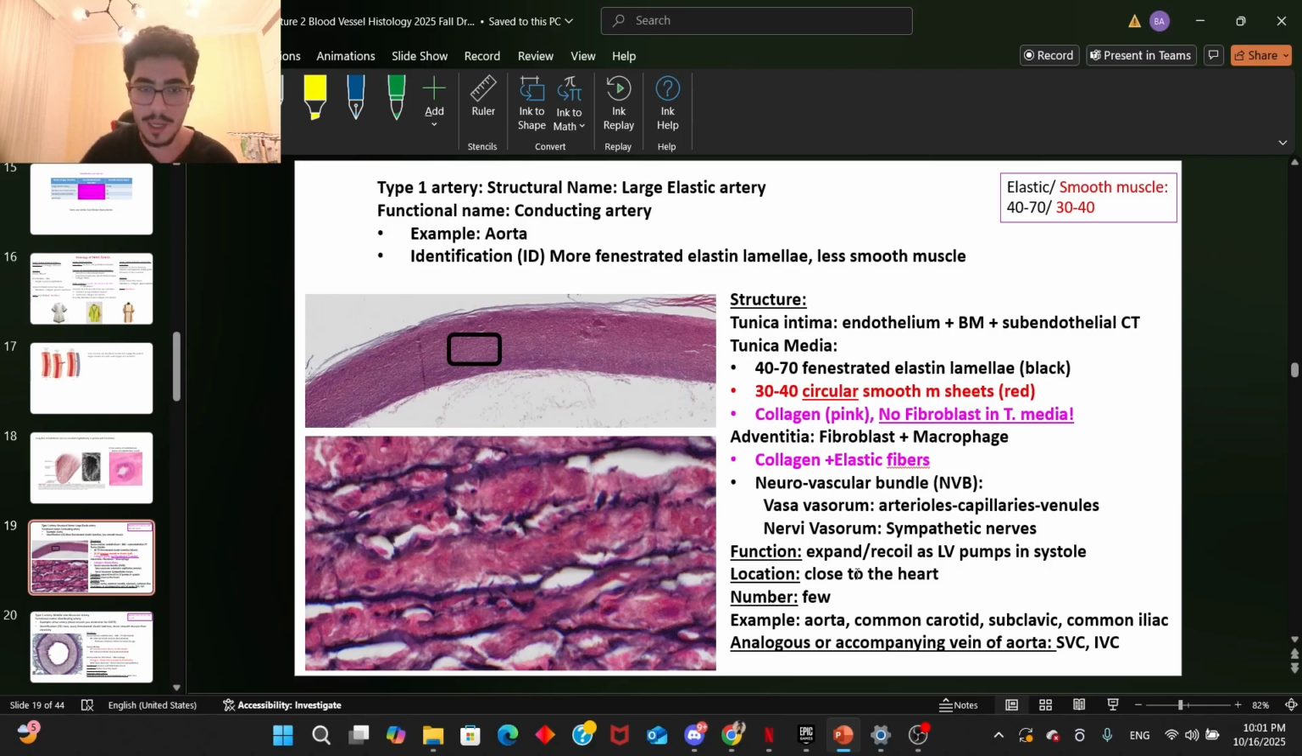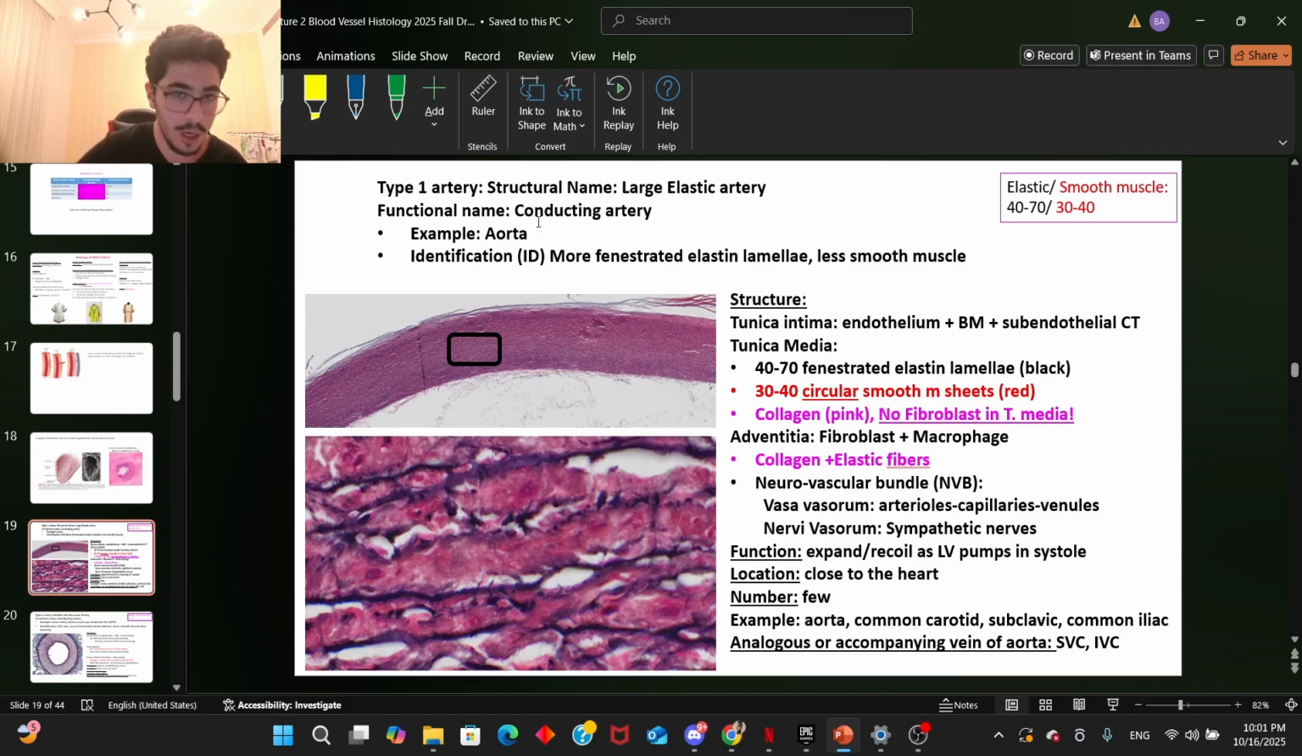Now the function, obviously, it has many elastic fibers, so it's very elastic, okay? So what do we mean by very elastic? What we mean by very elastic means it can stretch and recoil, okay? Very well. So what do we mean by stretch and recoil? We mean that it can stretch and then return back to its original shape without permanent change in its shape. It's very elastic, okay? Location: close to the heart, obviously.